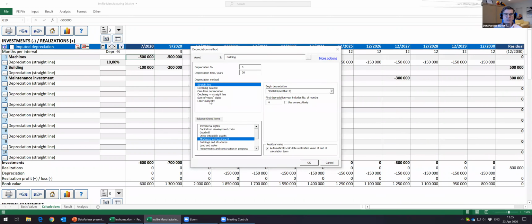And then for the building, we have a longer, 20 years depreciation, 20 years straight line. And here I choose a balance sheet item, buildings and structures. This is not an important thing. It will not impact your calculation if you forget to do it. It's just on which row in the balance sheet it shows up. And same thing, we start depreciating when the construction is ready. Like that. And we press OK.